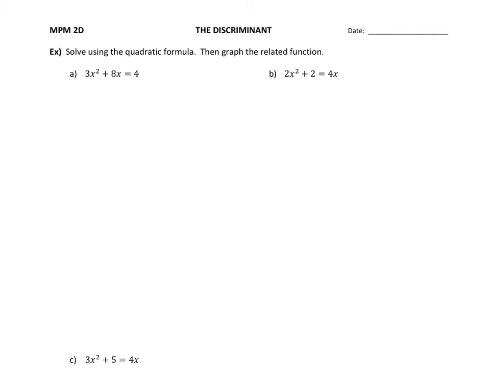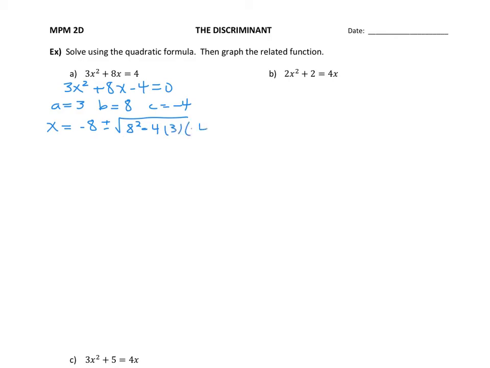So the first thing I need to do is rearrange this so that I have 0 on one side of the equal sign. So we're going to have 3x squared plus 8x, and then we'll have a minus 4 equals 0. All right, so we're going to use the quadratic formula. The a value is the coefficient of the x squared, the b is the coefficient of x, and the c is the constant term. And then we are going to solve and say x equals negative b plus or minus the square root of b squared minus 4 times a times c, all divided by 2 times a.